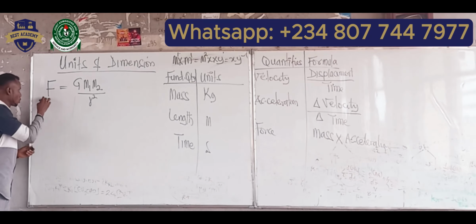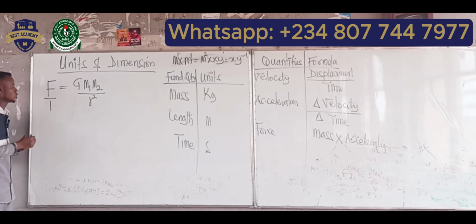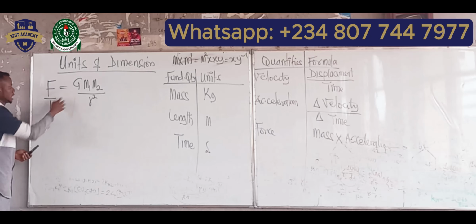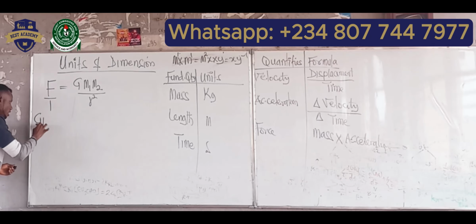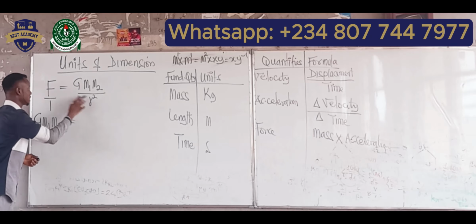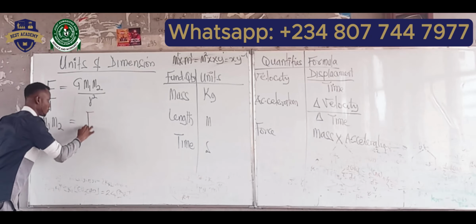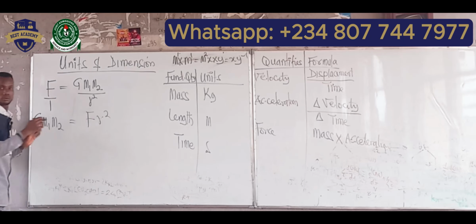This is the same thing as what? Over 1. Please take it. And I want to find this guy here, G. That means it's going to go to my left hand side. So this time, what is the answer? G m1 m2 is equal to this guy, and this is what is the answer? F r squared. So our intention is to make G the subject.